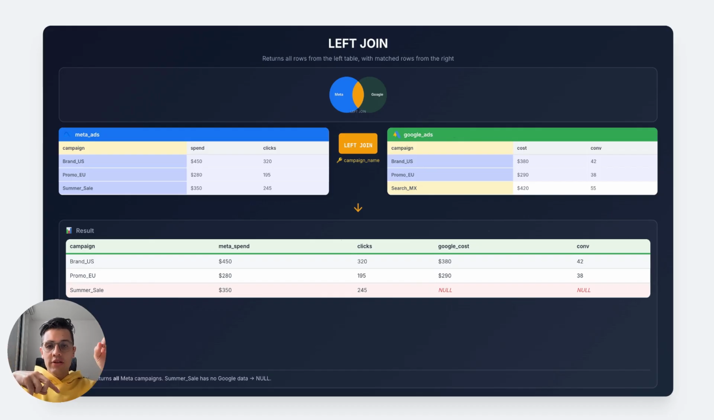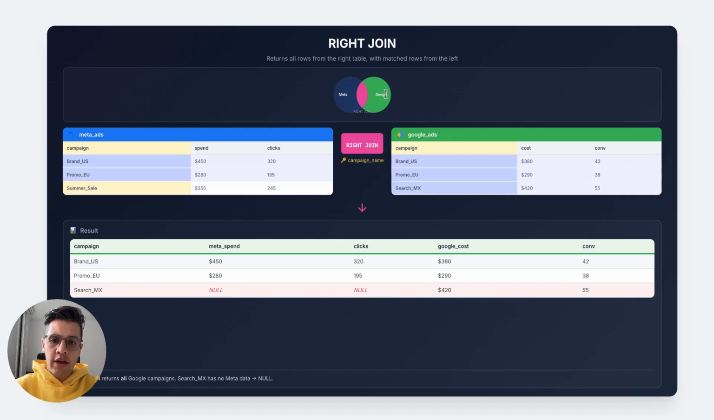Now let's see the opposite, a right join. Remember that in a right join, we take all the information from the right table plus the information that matches between the right and the left table.